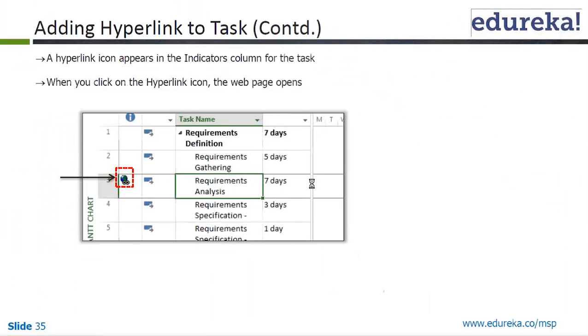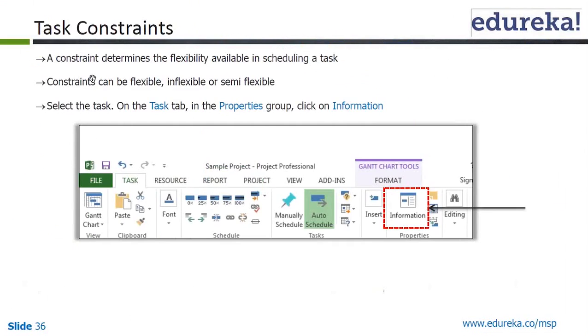Okay. So coming back, I have the task constraints. This is slide number 36. It says a task constraint determines the flexibility available in scheduling a task. So constraints can be flexible, inflexible, or semi-flexible. In here, you have to select the task. On the task tab in the properties group, click on information. So that's how you can go to the constraint type.